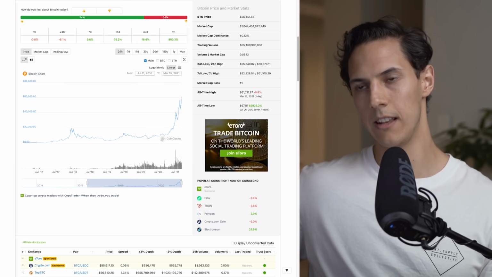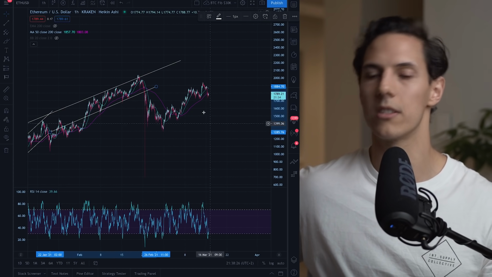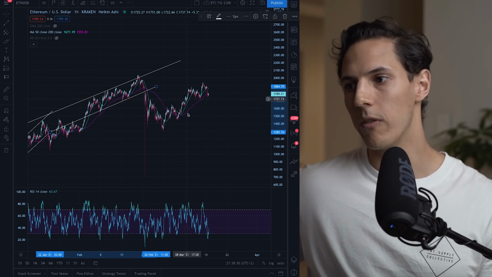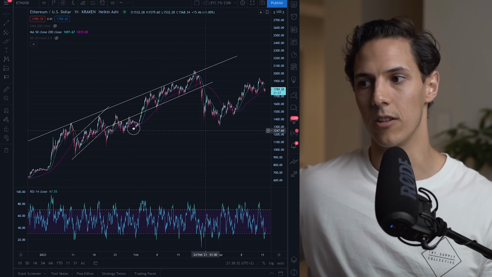So let's take a look at Ethereum again. We can see that Ethereum is bouncing between that $1,600 and $1,800 level again. We've got a solid, basically consolidation period.